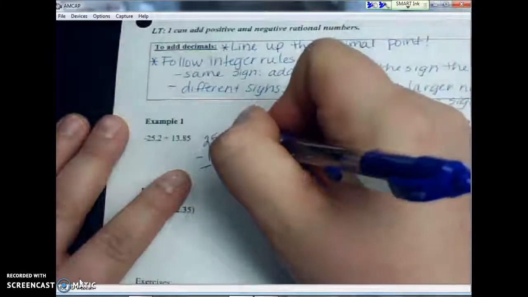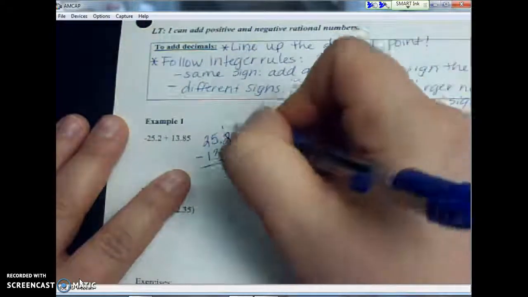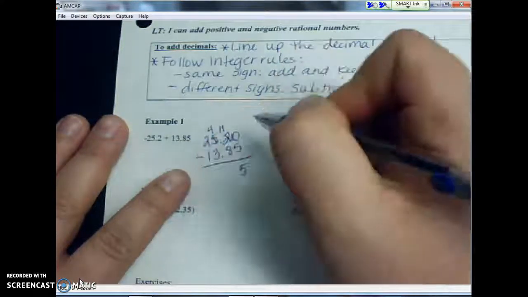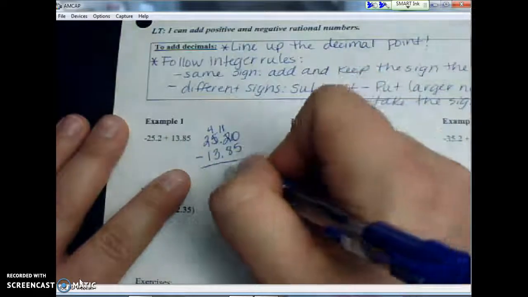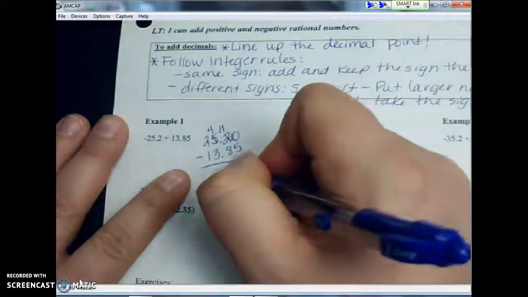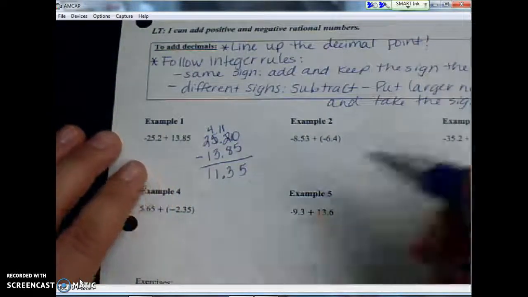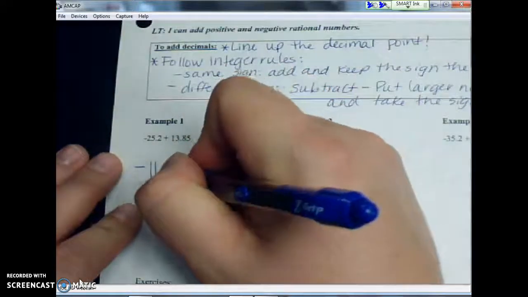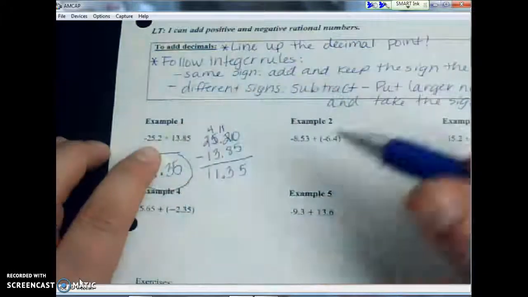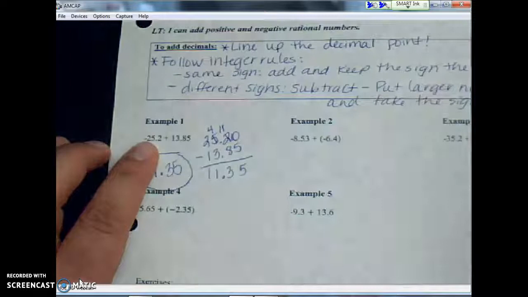And now we can go ahead and subtract. So in this case, we're going to have to borrow from our 2. And that becomes a 10. So 10 minus 5 is 5. I can't do 1 minus 8, so I borrow from my 4, and I make that 11. And I know 11 minus 8 is 3. I bring my decimal point straight down. 4 minus 3 is 1, and 2 minus 1 is 1. And so my answer is going to be a negative 11 and 35/100. I know it's negative because I have more negatives than positives. Negative 25 is more than 13.